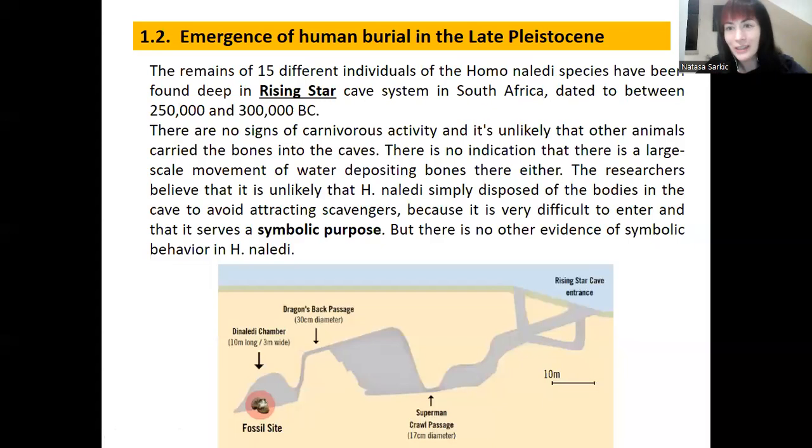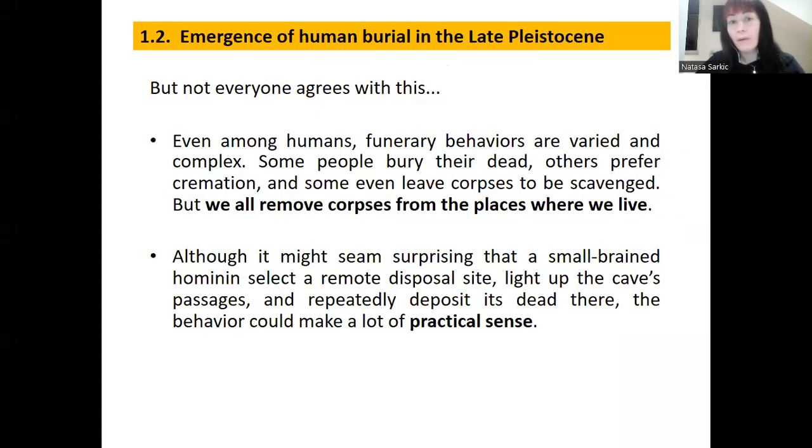I forgot the most important part: some of the scientists, of course the ones who found the Rising Star cave, believe that this represents some symbolic purpose, because they put a lot of effort into moving the bones all the way to here. So according to them, this is not just practical reasons. There must be some symbolic reasons in it. However, not everybody would agree with that.